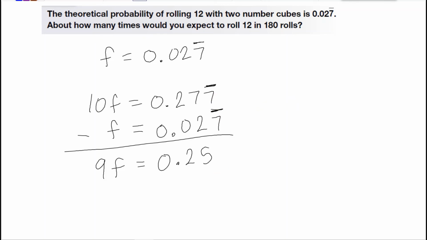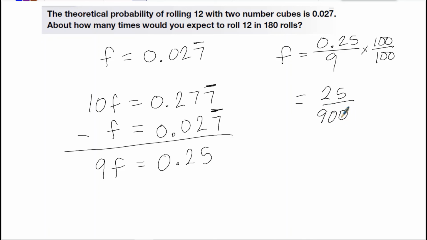So then I'm going to get the f by itself by dividing both sides by 9. So f is going to equal 0.25 over 9. Now I want to clear out that decimal, so I'm going to multiply this fraction by 100 over 100 to get rid of the decimal. And I end up with 25 over 900. So 25 over 900 reduces to 1/36. So this is the fraction equivalent of that 0.027.